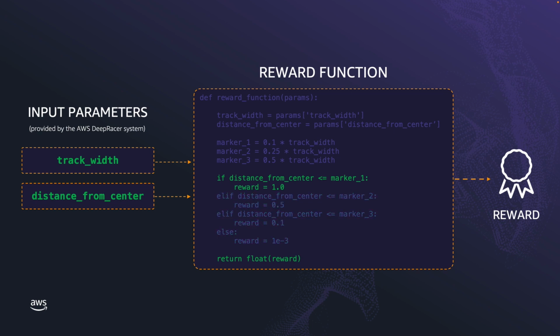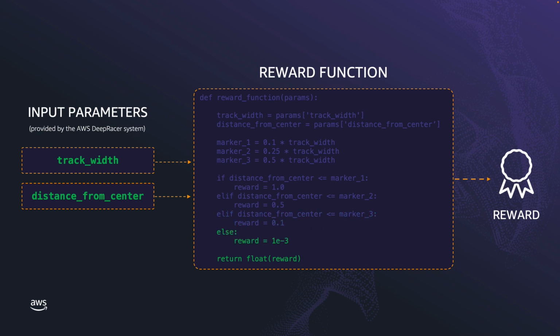If it is very close, in the zone denoted by marker 1, then we issue the highest reward, in this case a 1.0. If it is in a further out zone denoted by marker 2, then we issue a smaller reward, in this case 0.5. If it's in the widest zone denoted by marker 3, then we issue the smallest reward, in this case 0.1.